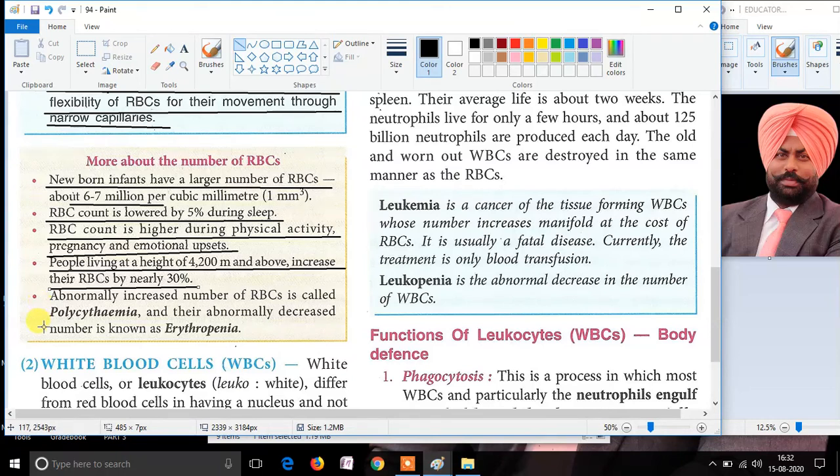If a person is having more count of RBCs or less count of RBCs, it's not a normal condition, it's an abnormality. And if a person is having more RBC count in the blood, then the condition is called polycythemia. And if a person is having decreased amount of RBCs in the blood, then it is called erythropenia. Both are abnormal conditions. That's all in this video.